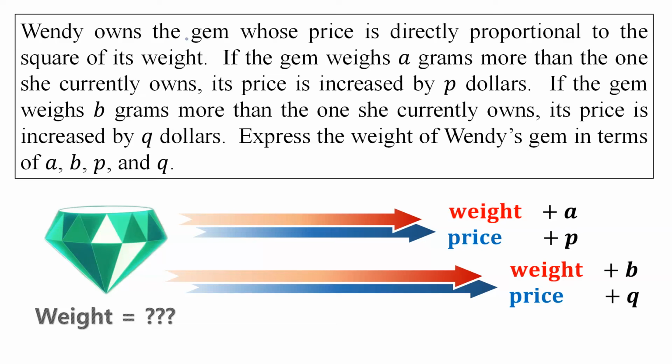It says, Wendy owns the gem whose price is directly proportional to the square of its weight. If the gem weighs A grams more than the one she currently owns, its price is increased by P dollars. If the gem weighs B grams more than the one she currently owns, its price is increased by Q dollars. Express the weight of Wendy's gem in terms of A, B, P, and Q.